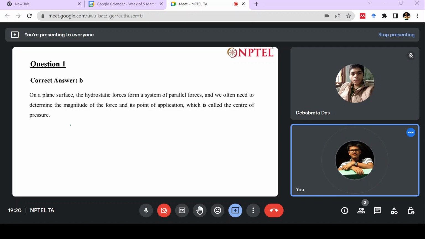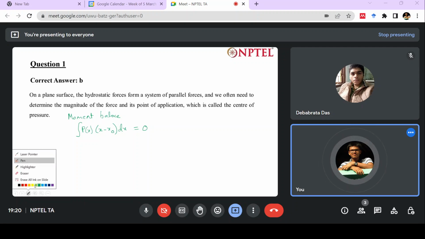So the integration of p(x) times (x minus x0) dx is equal to 0. What am I doing? This is a moment balance equation. At the point of application of these forces, the moment is 0.